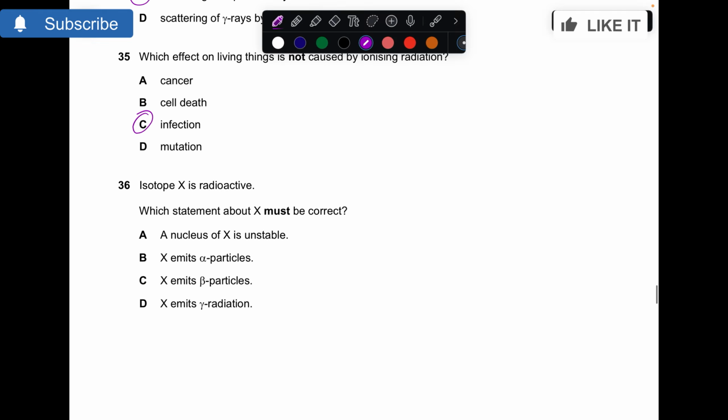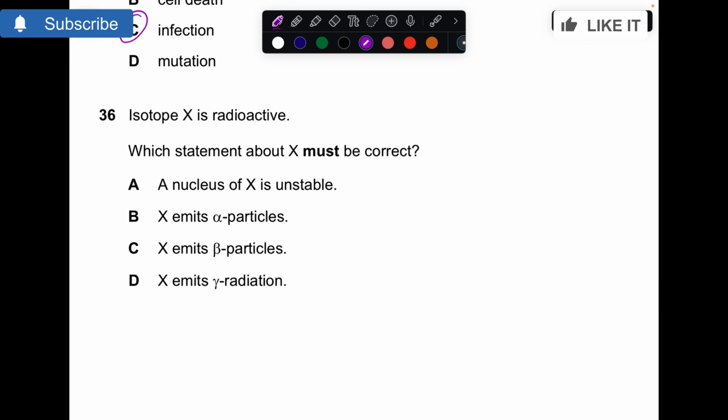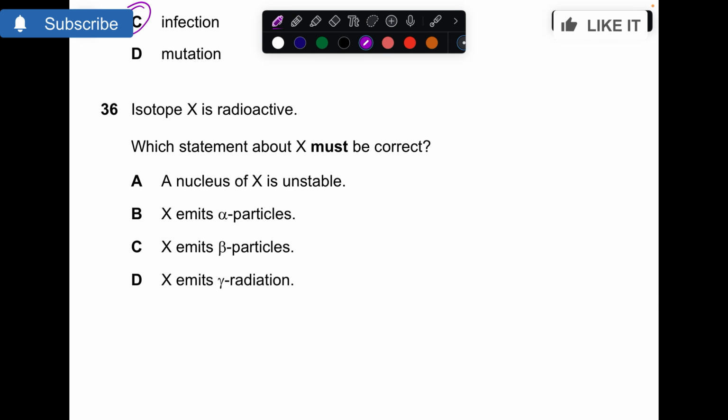Okay, 36, isotope X is radioactive. Which statement about X must be correct? Okay, a nucleus of X is unstable. That is correct. X emits alpha, beta, gamma? That we are not sure. If something is radioactive, it can emit all the radiations. Okay, so it's a totally random process.